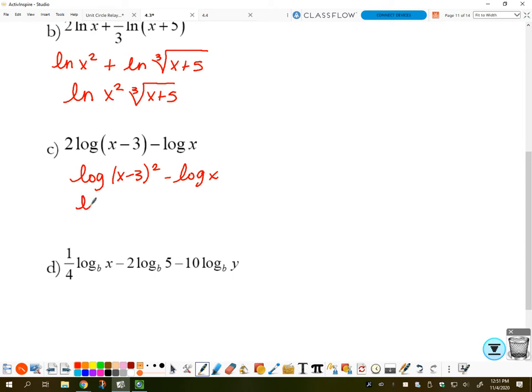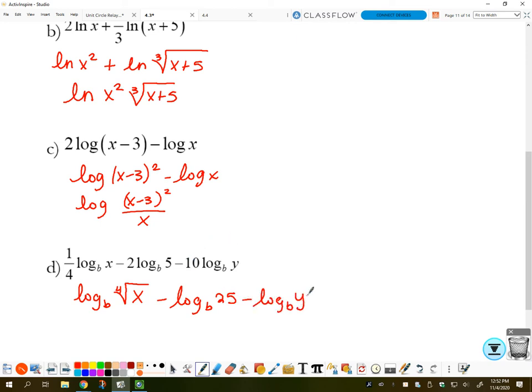Then we're going to condense, so it'll be log of (x minus 3) squared over x, because subtraction turns into a fraction. Alright, now the last one. We're going to swing our 1/4 around. And remember that a fraction exponent always turns into a radical. So this will be 1/4, with a 1 here and the 4 here, so just the 4th root of x. This 2 comes around, and this becomes log base b of 5 squared, so 25. And this 10 comes around, and we have log base b of y to the 10th.